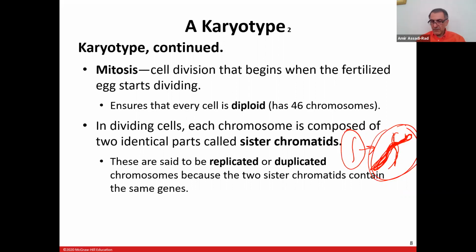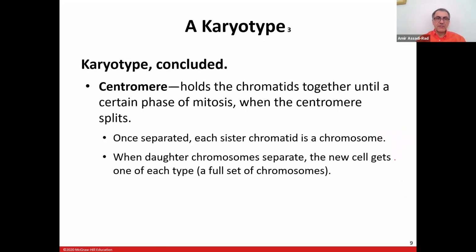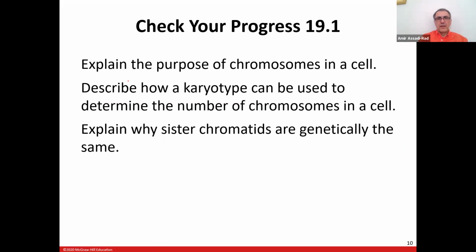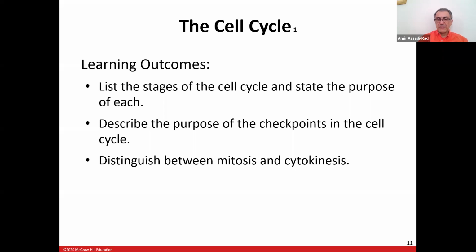So here we go, centromere. That's where the two sister chromatids are attached to each other. Still one chromosome. This is one chromosome that has not been duplicated. This is one chromosome that has been duplicated, and they're attached at my elbow, at the centromere, where the sister chromatids are attached.